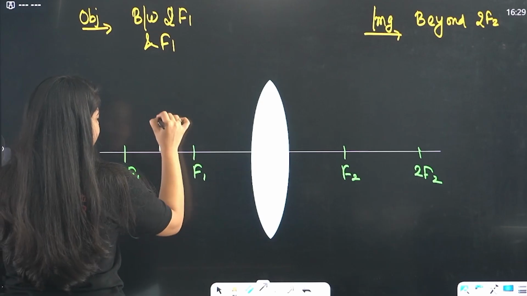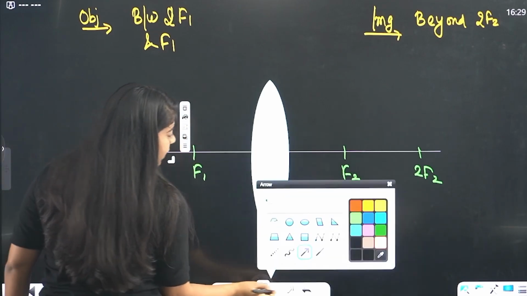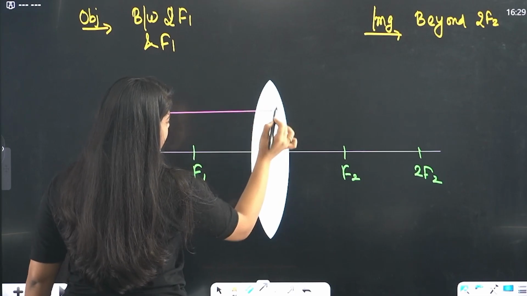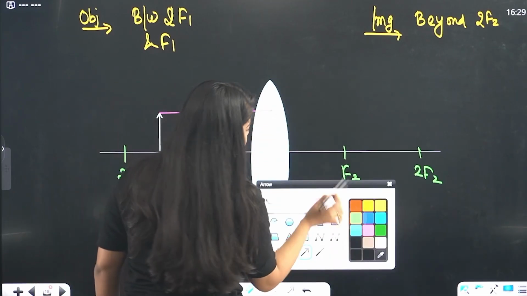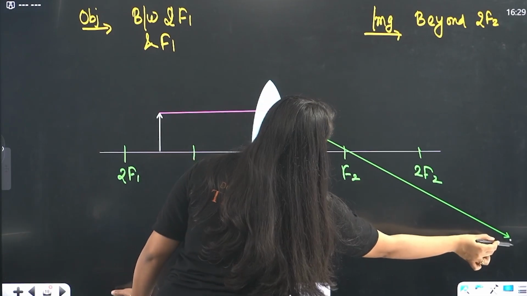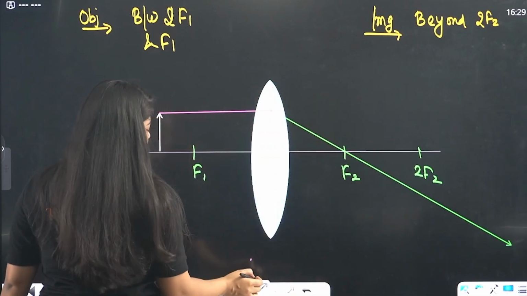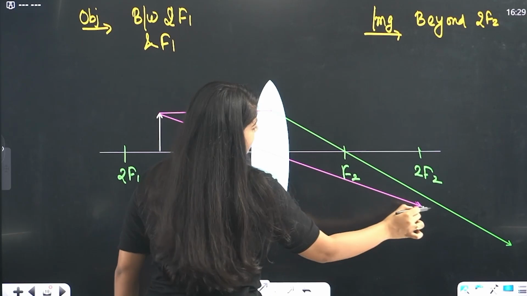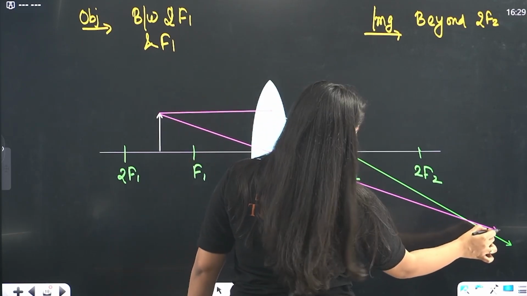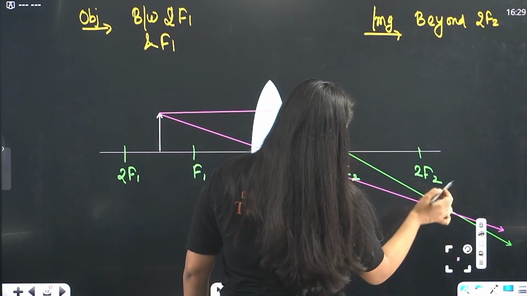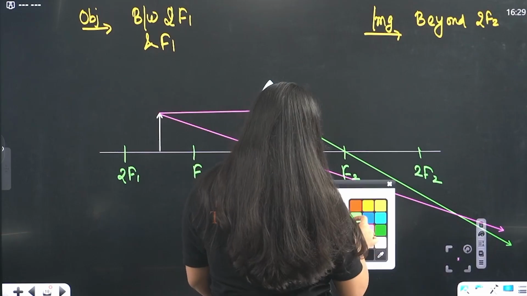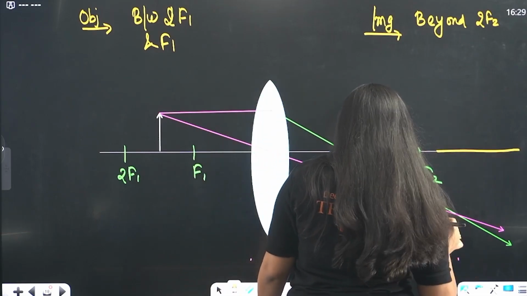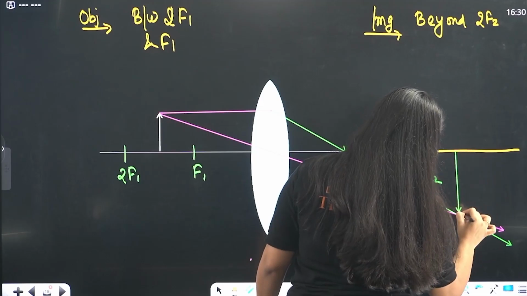So object is somewhere here, right? Let's make this incident ray. This is the incident ray, and then it will pass from focus. Very good, ma'am. Then we will make another ray that is passing from optical center. And beta, it is meeting beyond 2F2. We will extend it and it is meeting beyond 2F2.